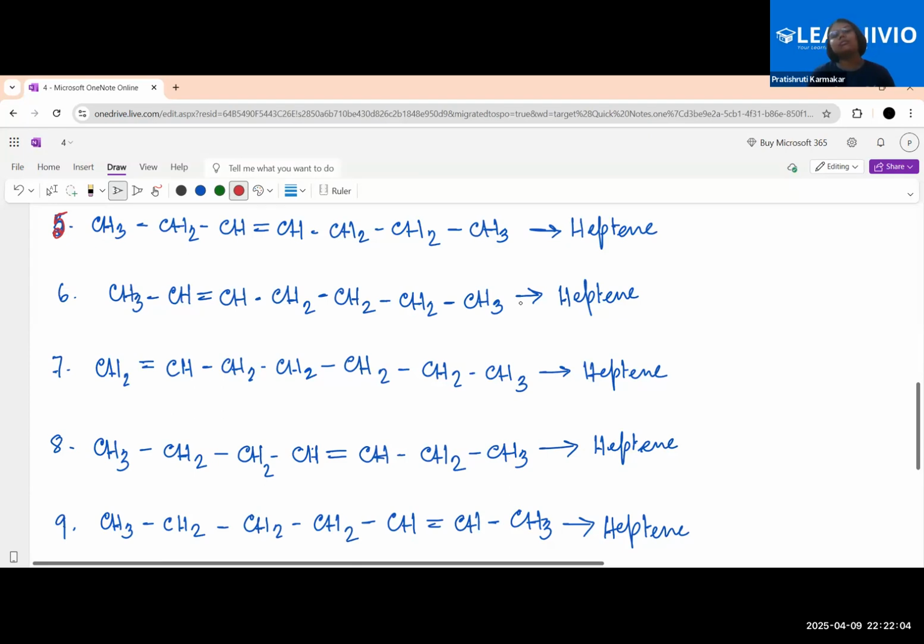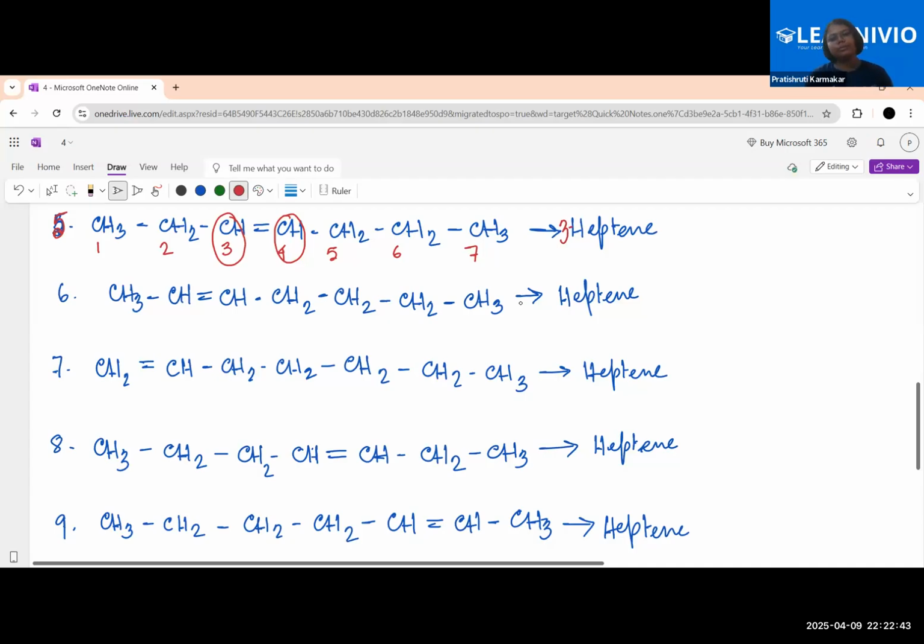Where do we start counting? From the left side, because it would give the least number. So if we start counting from the left side, this is 4. Between which carbons is the double bond? It is the third carbon and the fourth carbon. So which number do we take? We take the number 3. I took it from the left side, because from the backward it would be more. This is 3-heptene.